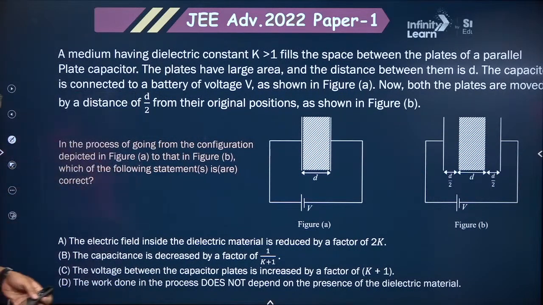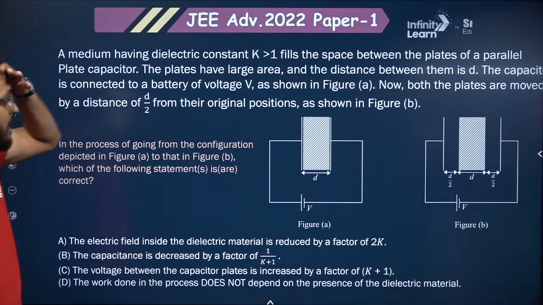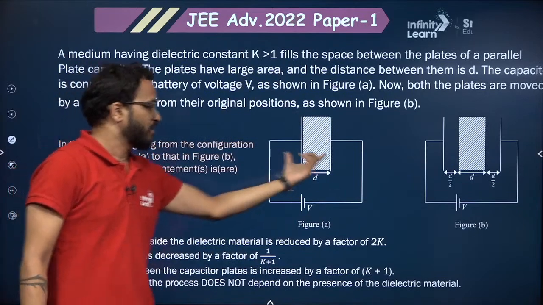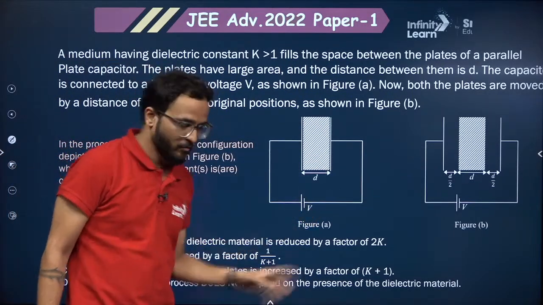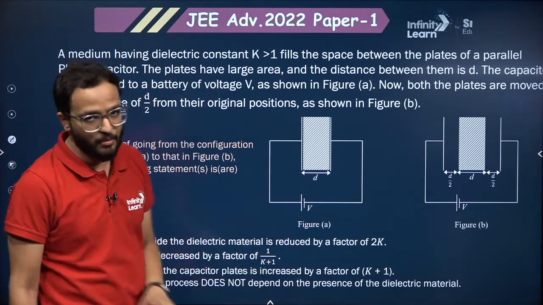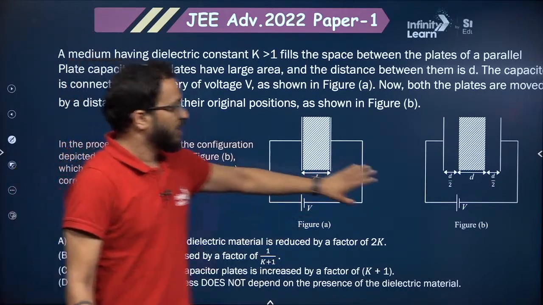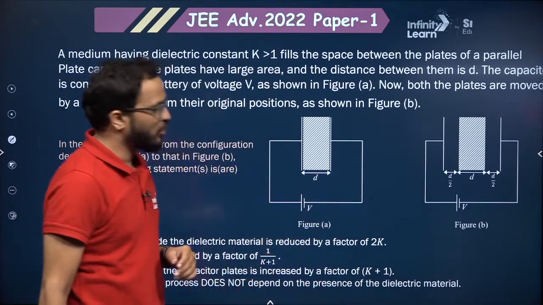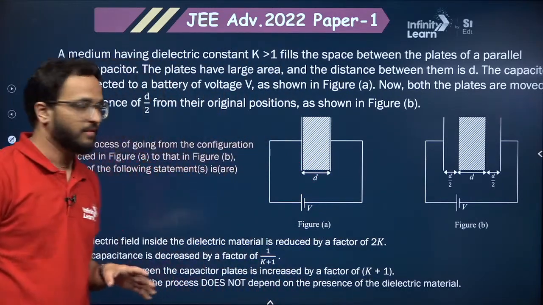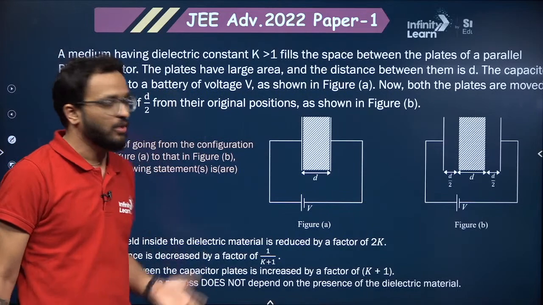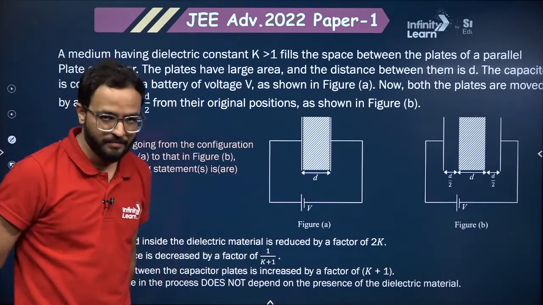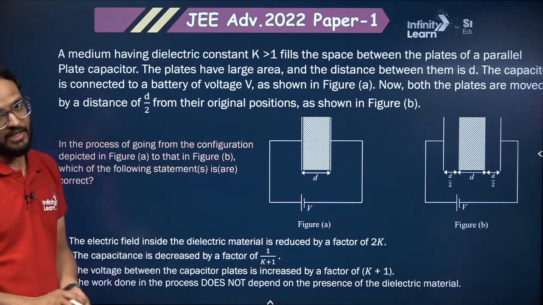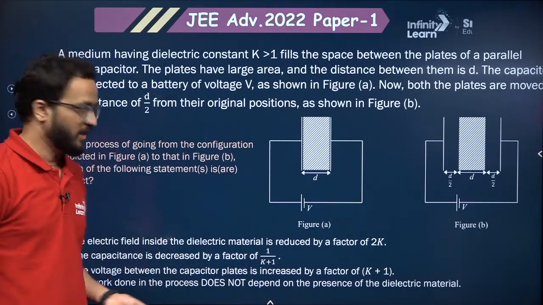So here, first of all, what have they given us? They have given us a capacitor with a dielectric already filled in it, and this system is connected with a battery providing a constant potential difference V. Then what have they done? They have separated the plates. So obviously this will first of all alter the capacitance. So let's find out the altered capacitance, and then let's figure out how many parameters are changing and how they are changing accordingly, right?